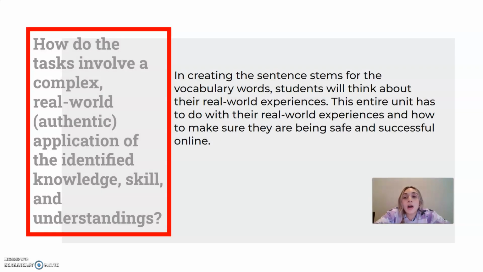How do the tasks involve a complex, real-world, authentic application of identified knowledge, skill, and understanding? In creating the sentence stems for the vocabulary words, I really try to have students think about their own real-world experiences. Truthfully, this whole entire unit has everything to do with their real-world life, because they're thinking about, okay, when have I ever been exposed to something that could have been identity theft or an online scam, or when have I seen this in my life?